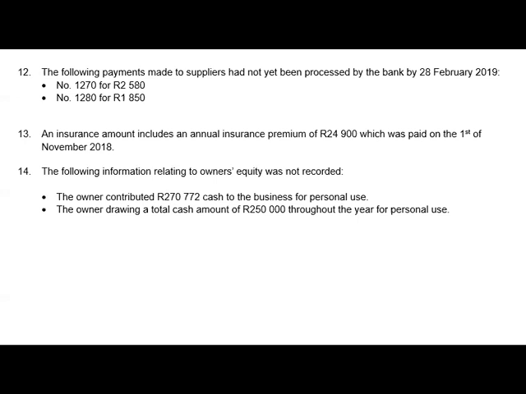Now they say the following payments made to suppliers had not been processed by the bank by the 28th of February 2019. So meaning that these amounts did not go out of our bank account. And already the fact that they are payments, it means we already recorded them in the cash payments journal.